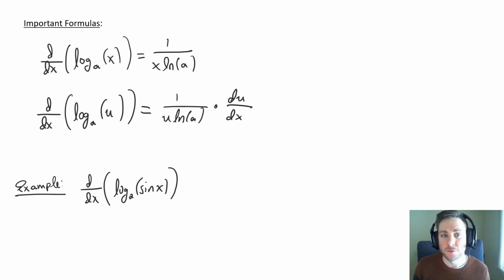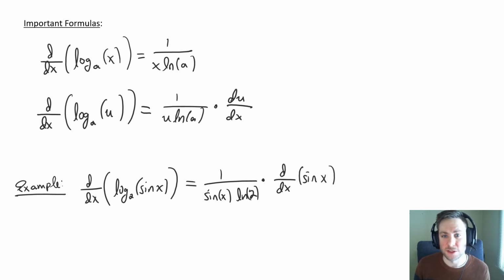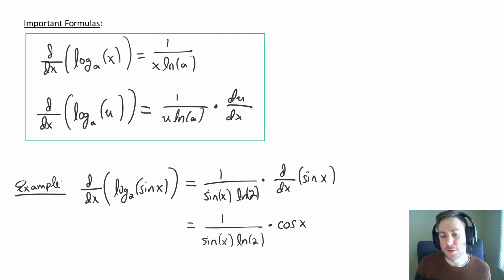In this case, our formulas tell us the derivative is 1 over u ln 2, where in this case u is sine x, and then we would multiply by the derivative of sine x using the chain rule. We know the derivative of sine of x is cos x, and that's all there is to this example. Also, make sure to put this new information on your formula sheet if you haven't already.